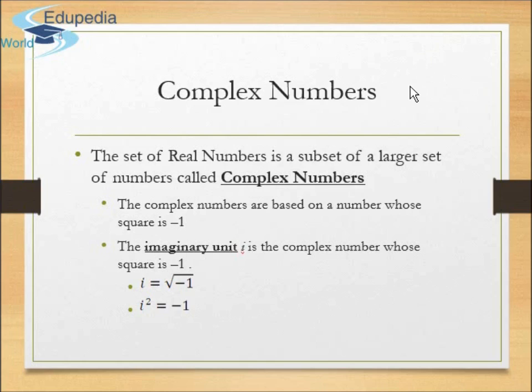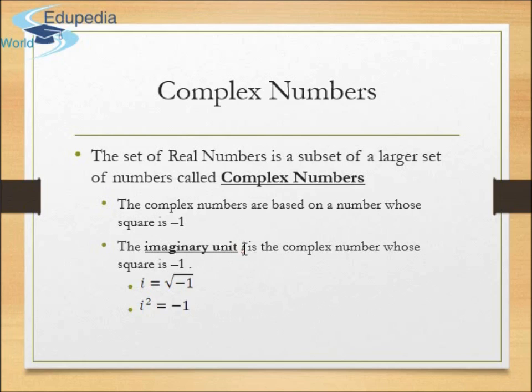So what we basically have is that real numbers are a subset of a large set of numbers called complex numbers. Now don't be confused by what I said before, that there are two types of numbers, real numbers and complex numbers. The thing is that any real number can be a complex number, but any complex number cannot be a real number. Let's talk about this first, and then I'll explain what I actually mean by that.